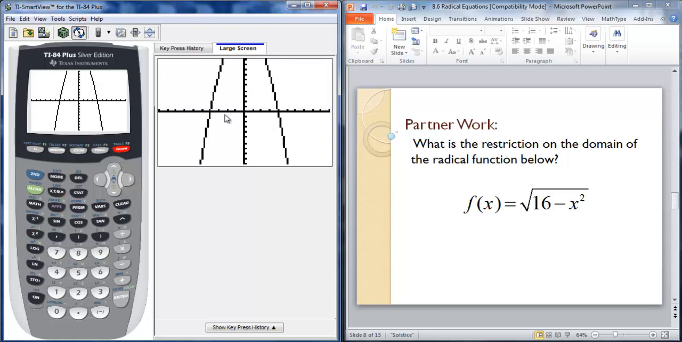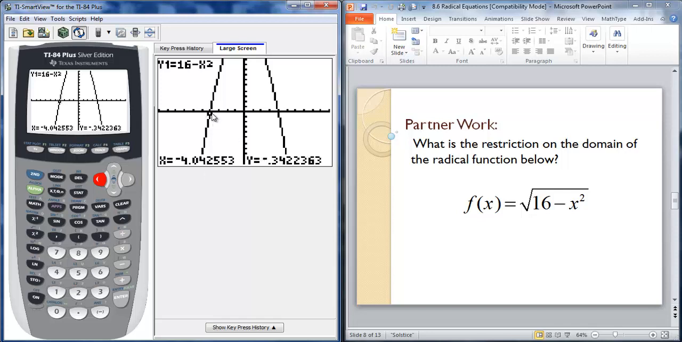And so the idea here is we can only take the radical of a positive value. So if you look at my mouse cursor, or if I hit the trace button on the graphing calculator, we are only, let me get there here real quick, here comes the cursor.